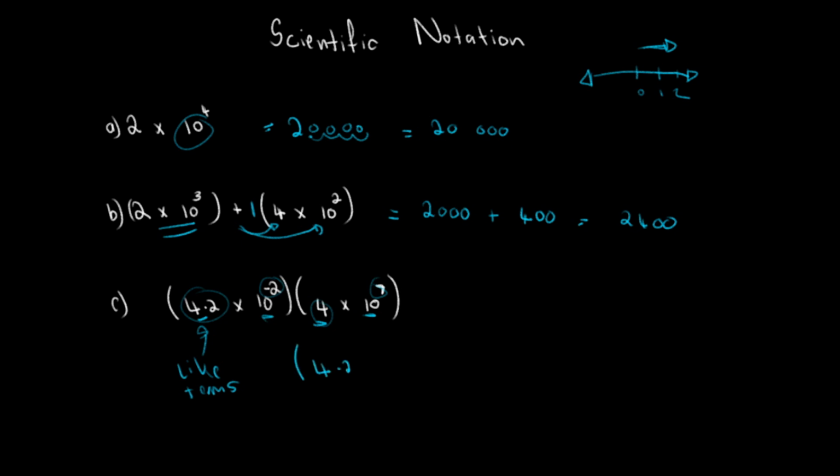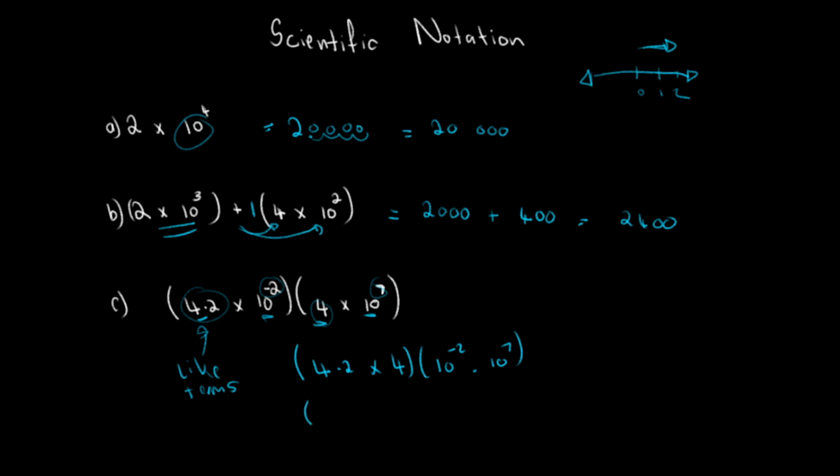I'm going to say 4.2 multiply 4, and I will multiply this with the parentheses of 10 to the power of negative 2, multiply 10 to the power of 7. Now when I multiply exponents with the same base, I can add or subtract the exponents depending on what the symbols are. So let's first solve this equation.